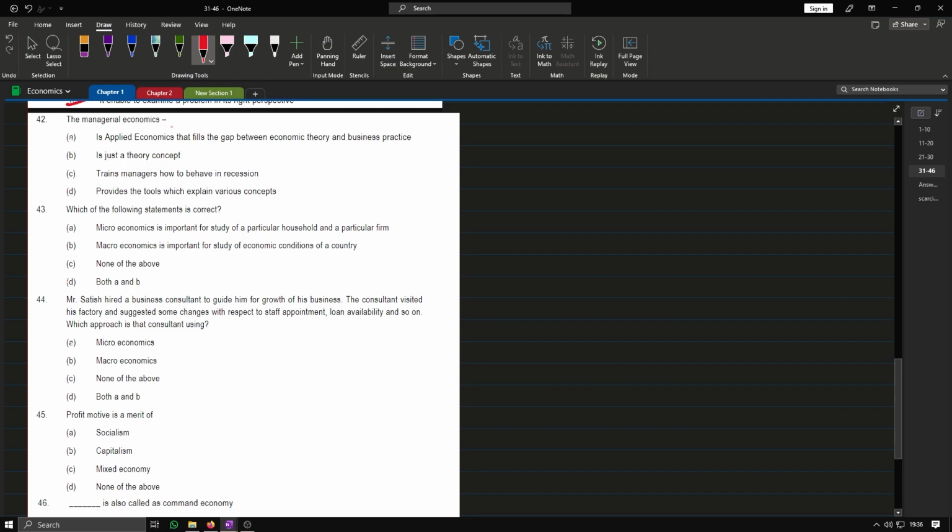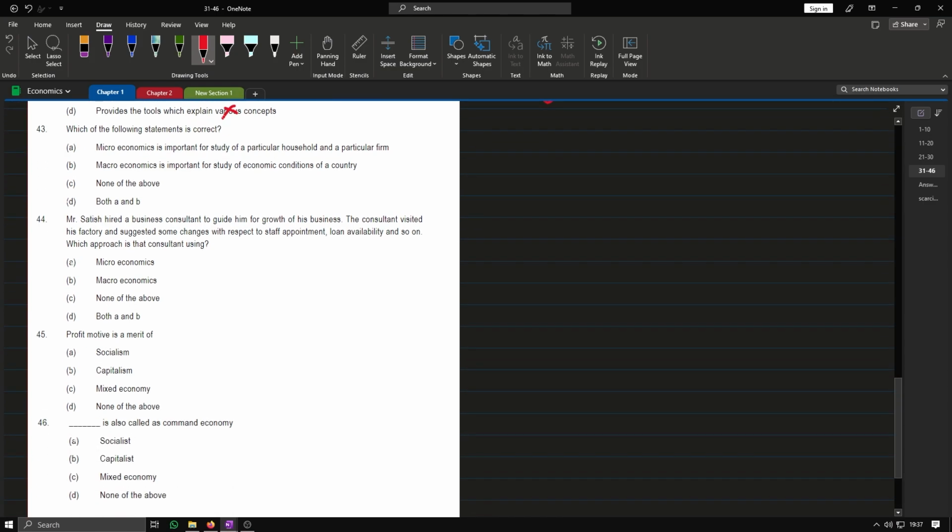Question 42. Managerial economics. So what is the other name for managerial economics? It is business economics, right? We had a similar question previously. Yes, we had a similar question. Business economics. Yes, managerial economics. So what is business economics? Business economics is applied economics that fills the gap between economic theory and business practice. So option A is the right answer. It's not merely a theory concept, or merely on how to behave, or merely a tool that explains, right? It is applied economics that fills the gap between economic theory and practice.